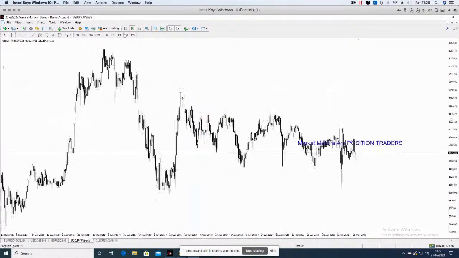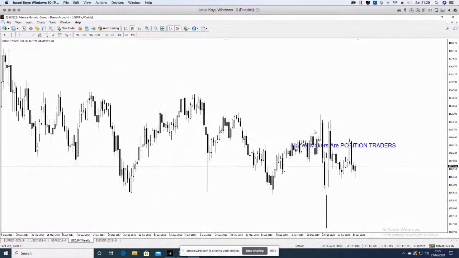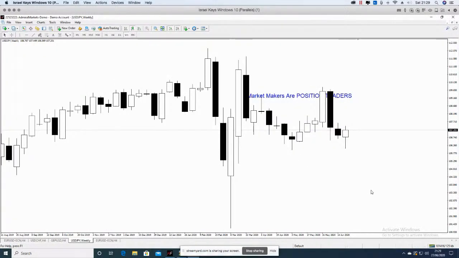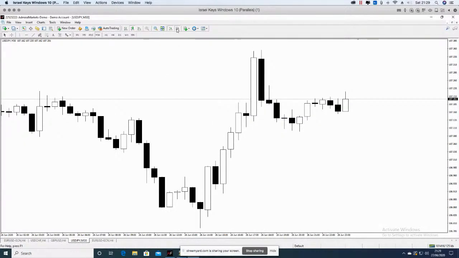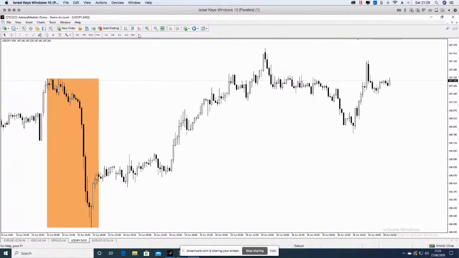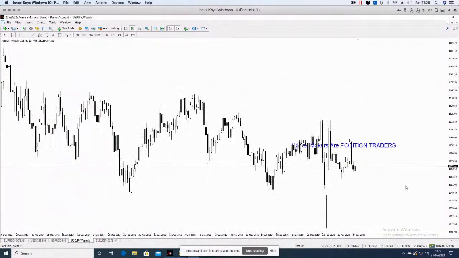Look at this. See, on a weekly time frame, we can't even see that orange zone from the 30-minute. It's not even showing. Look, I'm zooming in. This is the maximum zoom I can get, and I cannot see that orange box. Does that make sense? In essence, what you are looking at when you work in a 30-minute time frame or similar is invisible to a market maker.